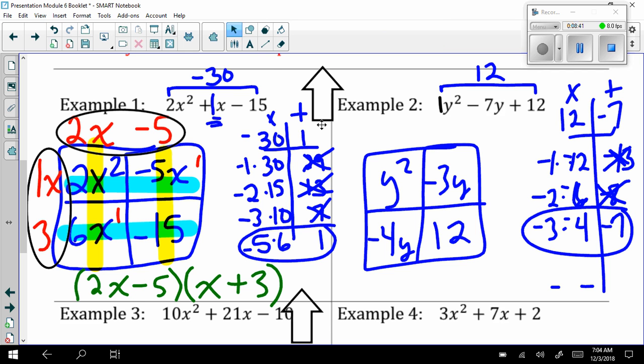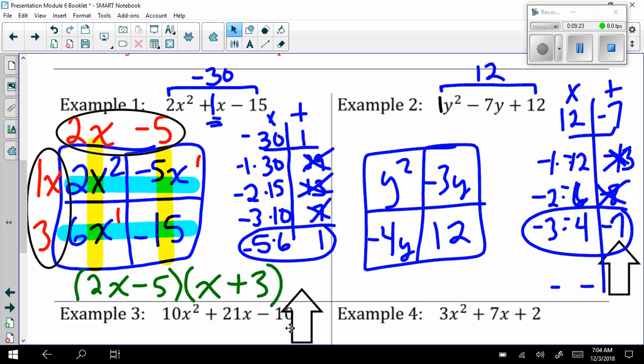All right, I'm going to go through that process again. Multiply your first and last coefficients. 1 times 12 is 12. We want to add to a negative 7. Since I'm multiplying to a positive, my signs will be the same. Since I'm adding to a negative, they're both going to be negative. So negative 3 times negative 4 multiplies to 12. Negative 3 plus negative 4 adds to negative 7. So that worked. I took my 2 that I split that 12 into negative 3 and negative 4. Put them in, don't forget the y.